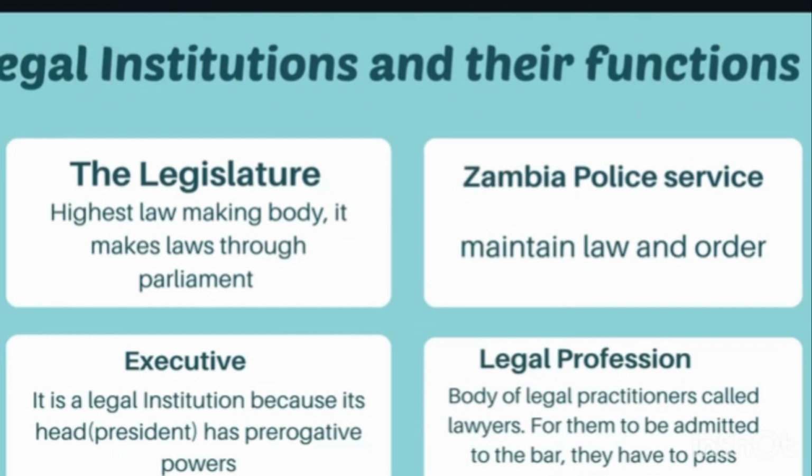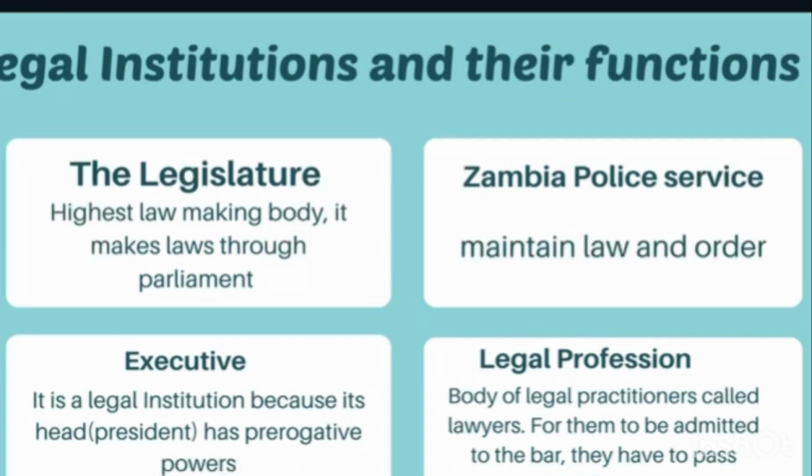Now, let us talk about the institutions and their functions, the legal institutions actually. Those were the differences between a criminal and a civil case. Legal institutions and their functions. Remember, we said legal system involves one, the rules that make up the law, and the institutions that administer the law. So those are the institutions that we want to talk about now. Institutions which administer the what? The law.